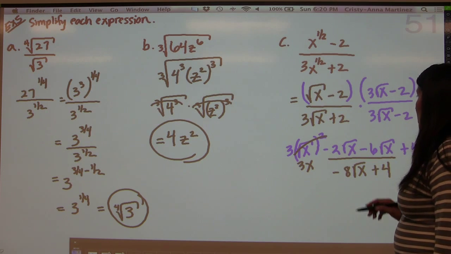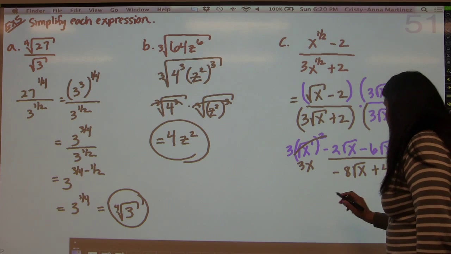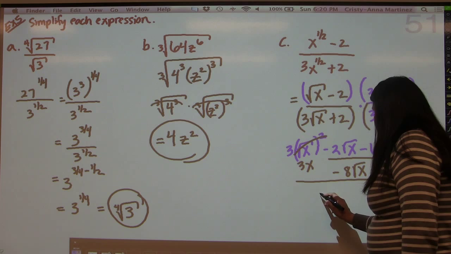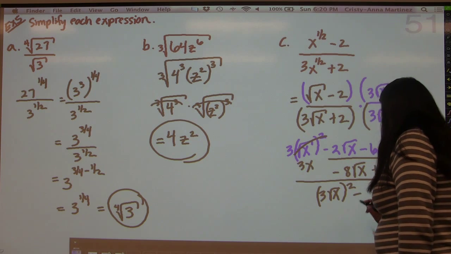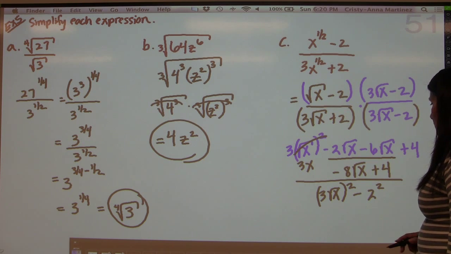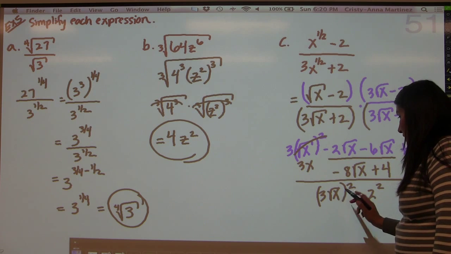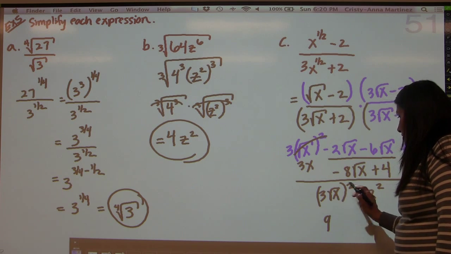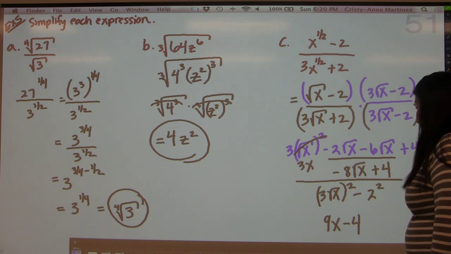And on the bottom, you remember that when we have conjugates, a plus b, a minus b, you get a squared minus b squared. So we're going to have 3 root x squared minus 2 squared. So on the bottom, remember now you do have to square the 3 and the root x. So now it's 3 squared is 9. Root x squared is just x. And then minus 4. So on the bottom, you get 9x minus 4.